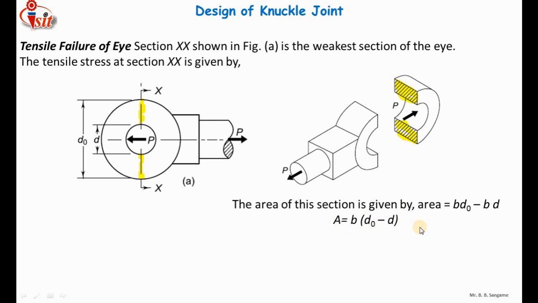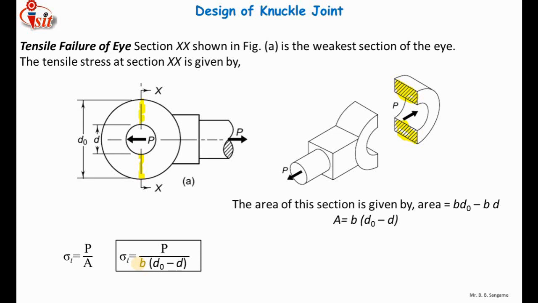The induced tensile stress sigma t is equal to P by A. We just have to put the value of the area A in this equation. It will be sigma t is equal to P divided by b into (do minus d).